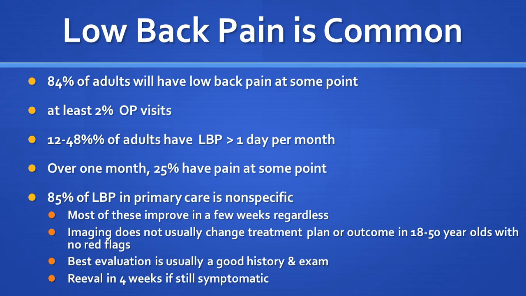85% of low back pain in primary care is nonspecific, which means that it's a pulled muscle or strain, something that's not specifically linked to a certain etiology. And most of these will improve over time, no matter really what you do. Imaging doesn't really change the outcome in acute low back pain in adults aged 18 to 50 who don't have red flags and other processes going on. The best way to evaluate these folks is with a good history, a good exam, spending some time with them, and obviously reevaluate them 3 to 4 weeks down if they're still having symptoms.